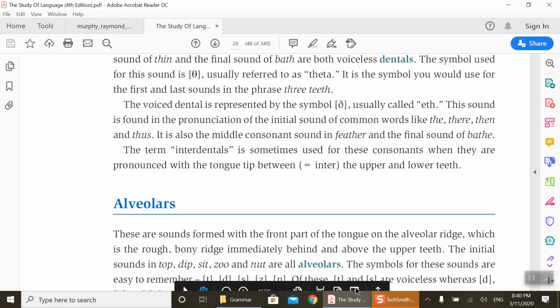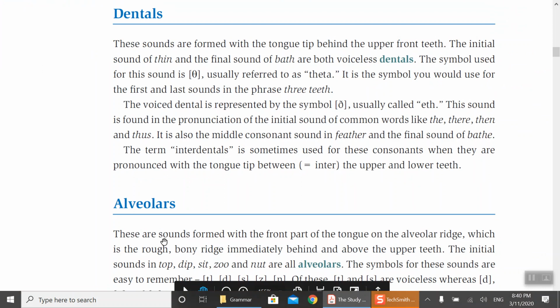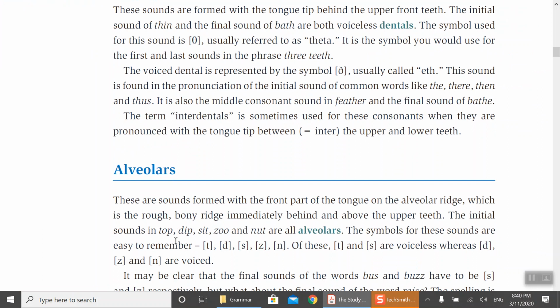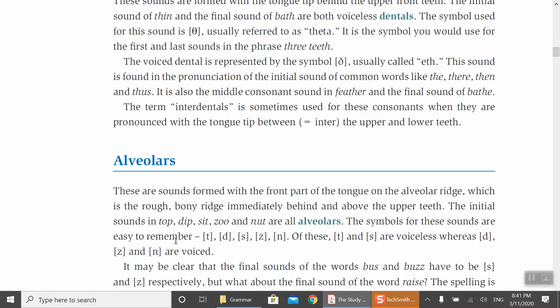Alveolar. These are sounds formed with the front part of the tongue on the alveolar ridge. So we have what? Front part of the tongue on the alveolar ridge, which is the rough, bony ridge behind the teeth, immediately behind and above the upper teeth. This is the alveolar ridge area. For example you have the initial sounds in top, d, s, z, n.